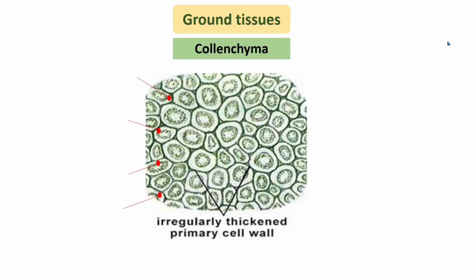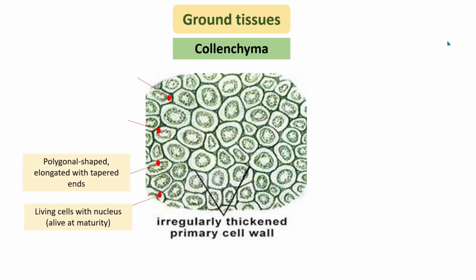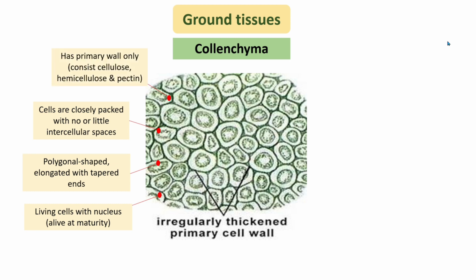Collenchyma is a living cell with nucleus, where it's alive at maturity. The cell shape is polygonal, elongated, with tapered ends. The arrangement of cells is closely packed with no, or little intercellular spaces. Collenchyma has a primary wall only that consists of cellulose, hemicellulose, and pectin. Cell walls are unevenly thickened at the corners.